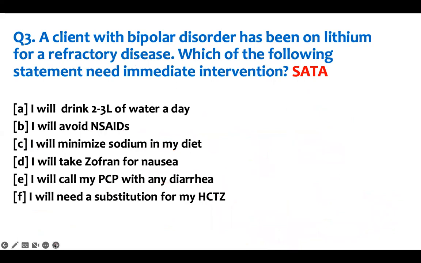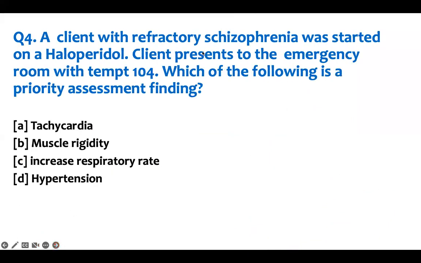Okay. Number 4. A client with refractory schizophrenia was started on Haloperidol. The client presented to the emergency room with a temperature of 102, 104. Which of the following is a priority assessment?